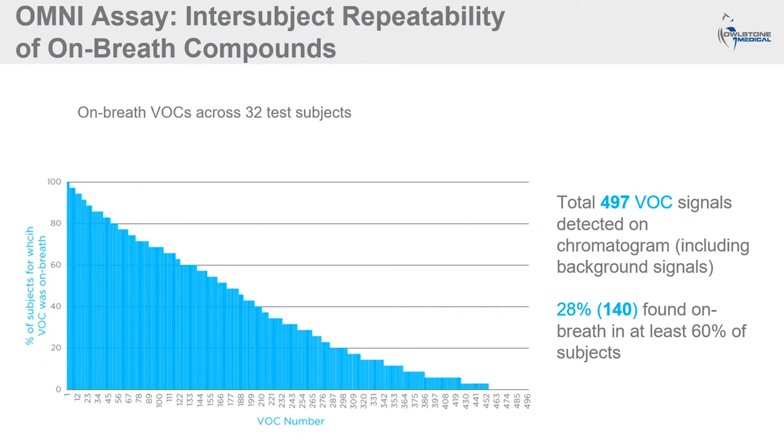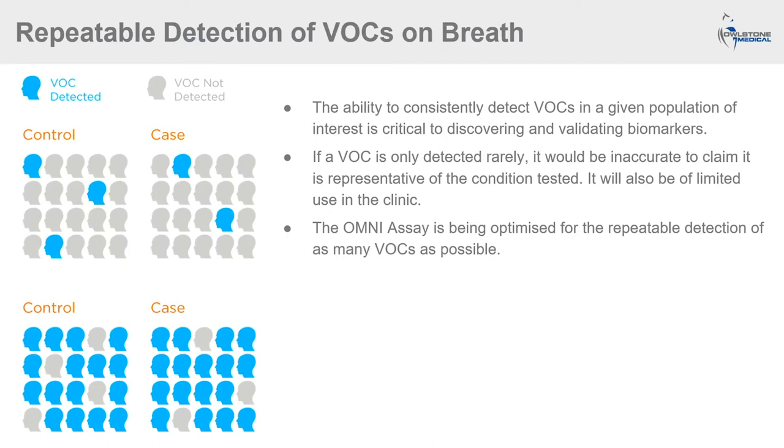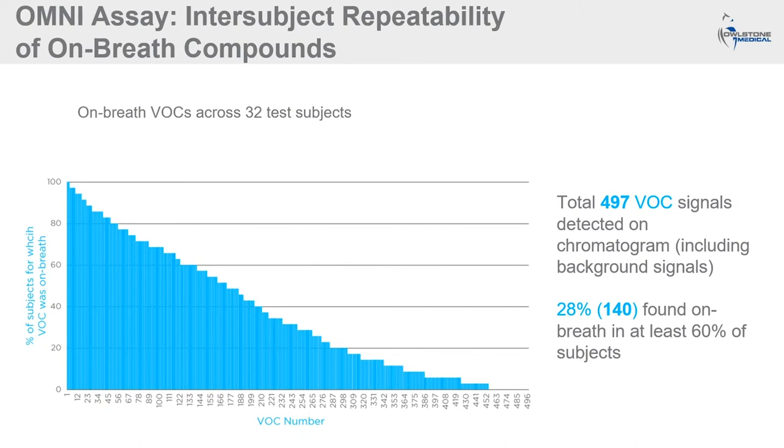So repeatability is something that's important to us. And this is why. Consider the scenario at the top here, where we only detect this VOC quite rarely across a population. In that case, it would be inaccurate to claim that that VOC is representative of a tested condition, and it may also be of limited use in the clinic. So instead, we optimize for this bottom scenario here, where we measure the VOC repeatedly across a population. Going back to this data here, again, the Orbitrap has increased the number of VOCs we measure and the repeatability with which we measure them on breath. But we are still pushing this envelope upwards and outwards to increase the number of VOCs we measure repeatedly.